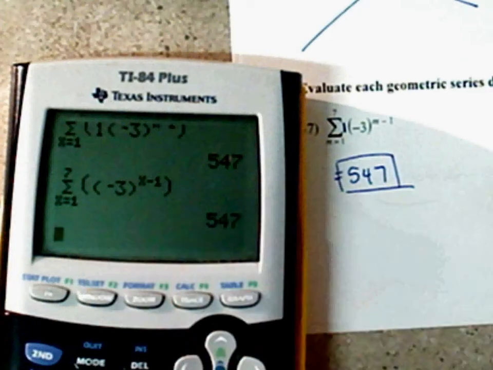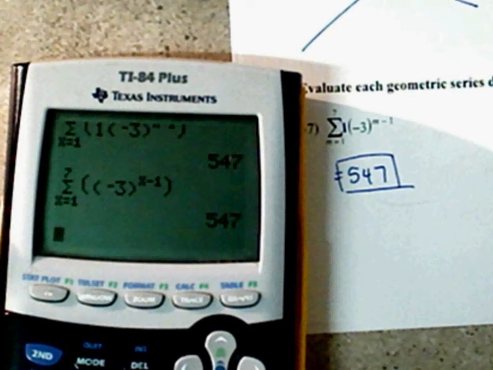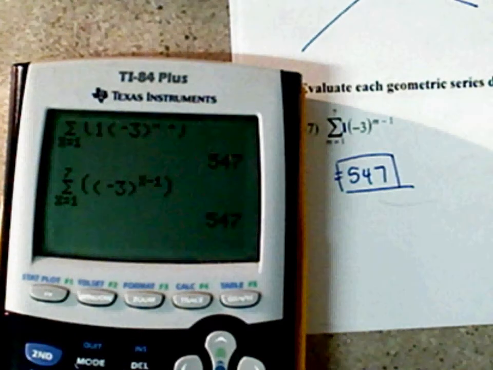Okay, but just make sure you type it. I had to put the parentheses, otherwise you're going to raise it to that power first and then times negative 1, and that's why that doesn't work.